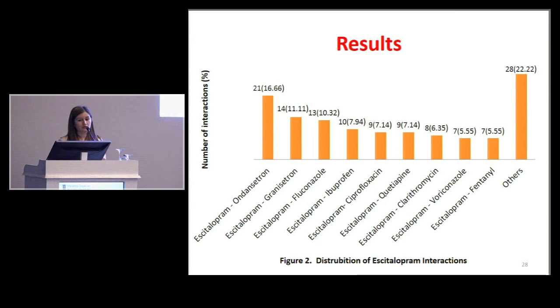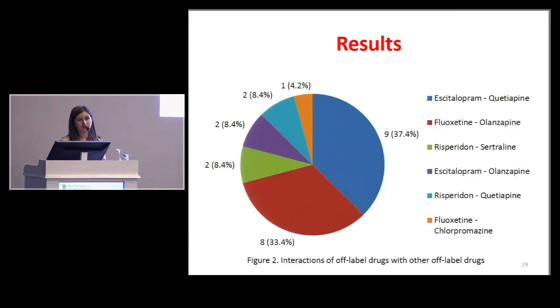These are the other drugs, the distribution of escitalopram interactions. You see ondansetron, granisetron, fluconazole, so we see QT elongation here, and with fluconazole and granisetron, it causes an increase in ST. Then the interactions of off-label drugs with other off-label drugs. When we evaluate them, we find most interactions between escitalopram and quetiapine.